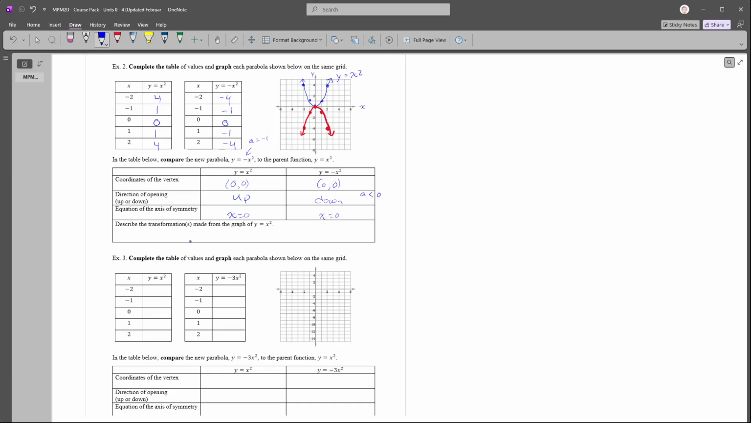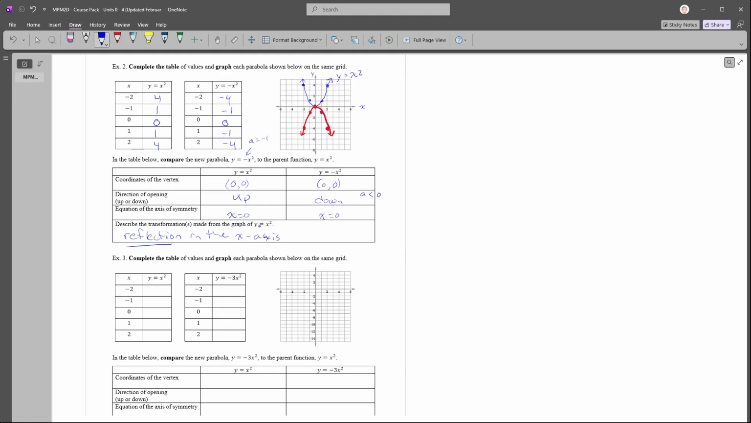So what can we write as changed? We can say, as I mentioned before, it kind of looks like a mirror here. We can say that the transformation made from the graph of y is equal to x squared has been a reflection in the x-axis. It's like it gets flipped over the x-axis.